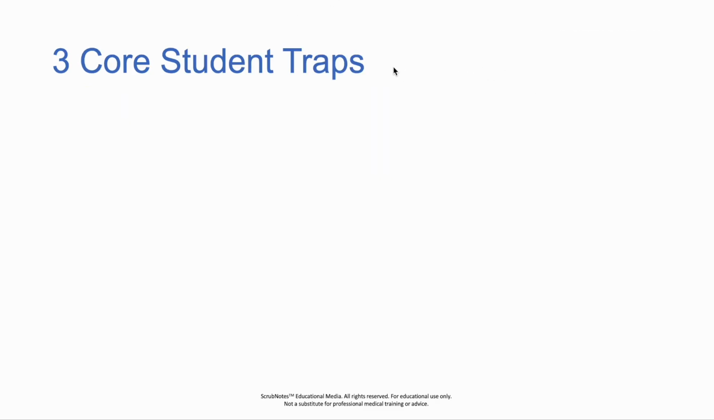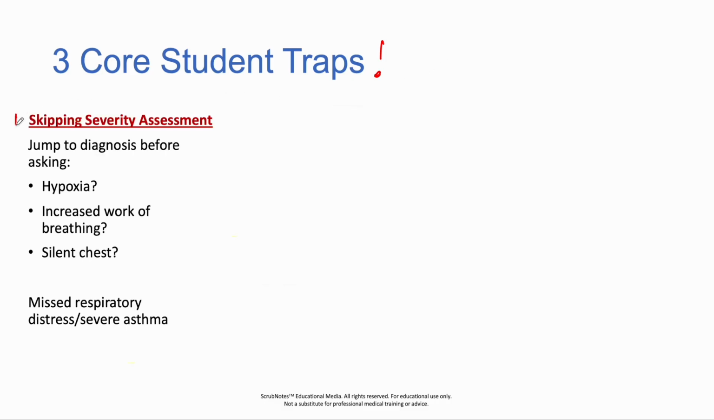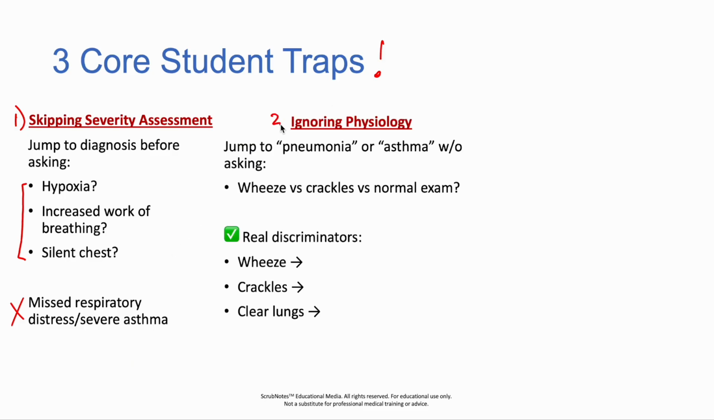Before we finish, here are 3 common mistakes students make with a shortness of breath chief complaint. The first one is skipping severity. They don't ask about hypoxia, work of breathing, or silent chest. This can miss important respiratory distress or severe asthma diagnosis.